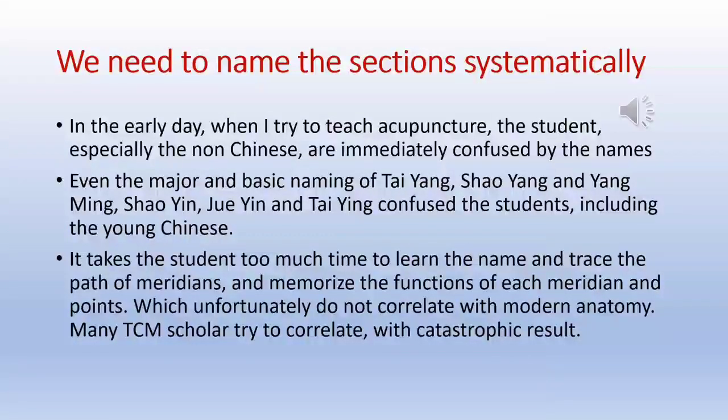The students, especially the non-Chinese, were immediately confused by the names. Even the major sections, the naming of Taiyang, Shaoyang, Yangming, Shaoyin, Jueyin, Taiyin, confuse the student immediately, including the young Chinese, not to say the non-Chinese. And it takes the student too much time to learn the names and trace the paths of the meridians and memorize the function of each meridian and the points, which unfortunately also do not correlate with the modern anatomy. Many TCM scholars try to coordinate this with the modern anatomy with catastrophic results.